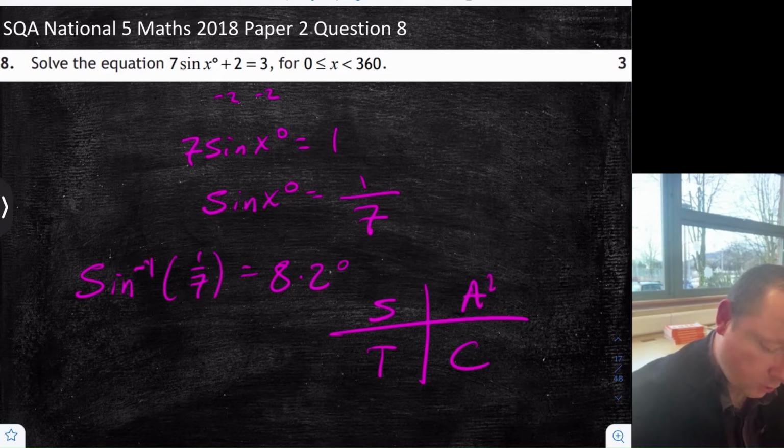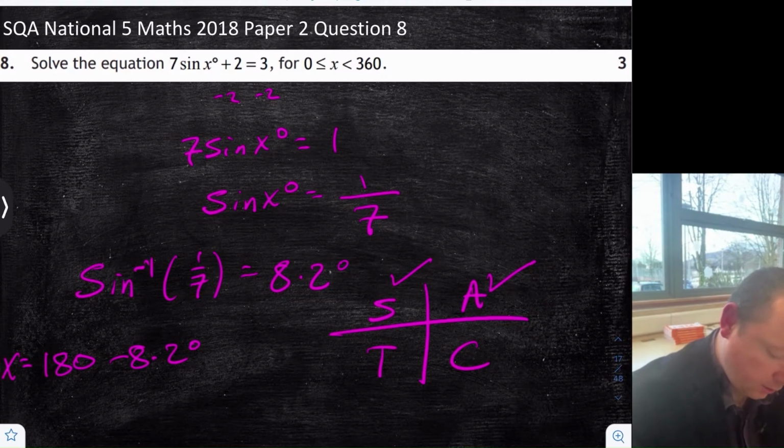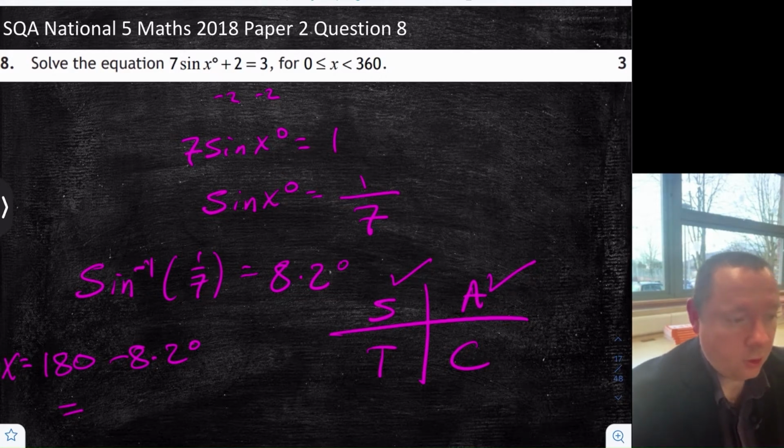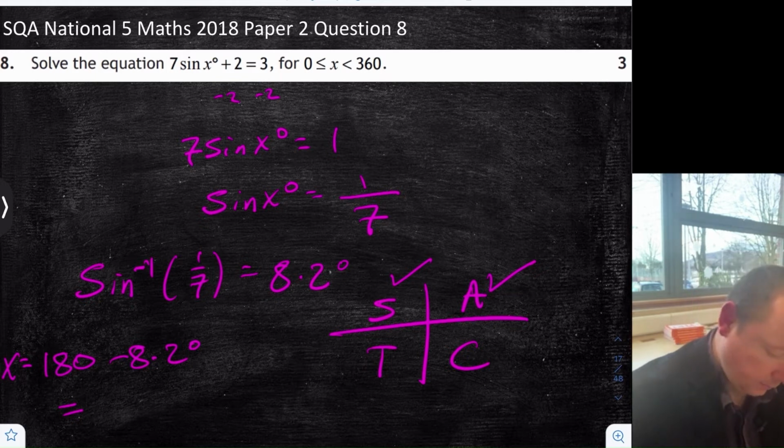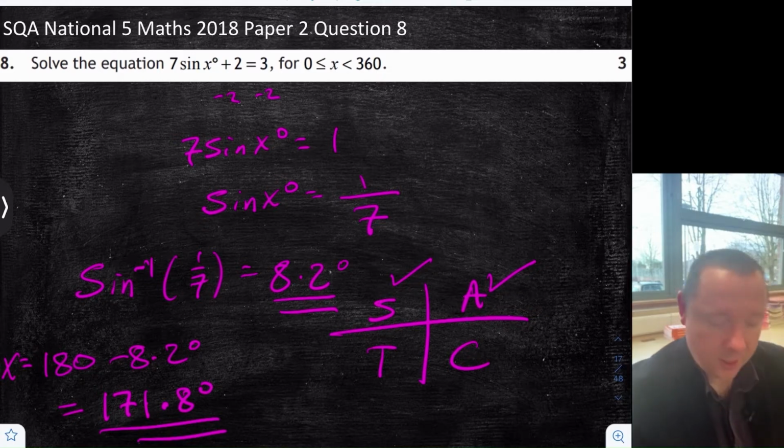Sine is positive, so it's A and S. So I need to do 180 minus 8.2 degrees for my other answer. 180 minus 8.2 is 171.8. And we're done with our two answers. I'll underline both just to make sure we know that they are answers.